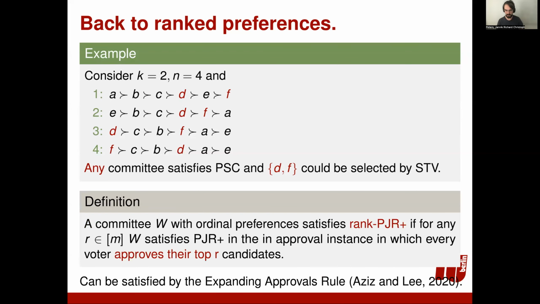Now, we do this with PJR+ at first. So we say that it satisfies rank PJR+ if for each of these prefixes, the corresponding approval election in which you approve your top R candidates, the committee we chose satisfies PJR+. And this can also be satisfied by the so-called expanding approvals rule by Aziz and Lee. And we show this via a more general statement about the so-called axiom of priceability. You can also check this out in the paper.